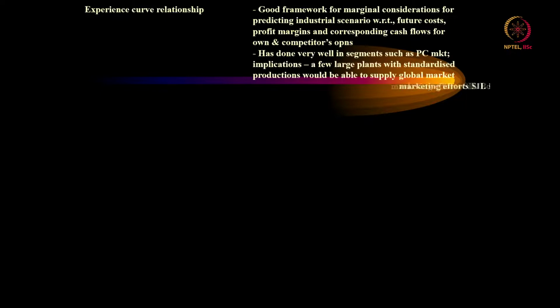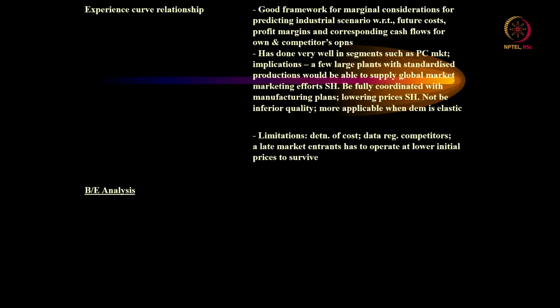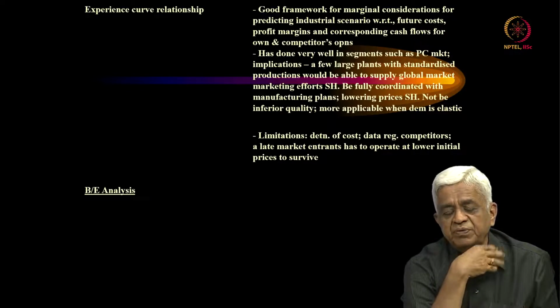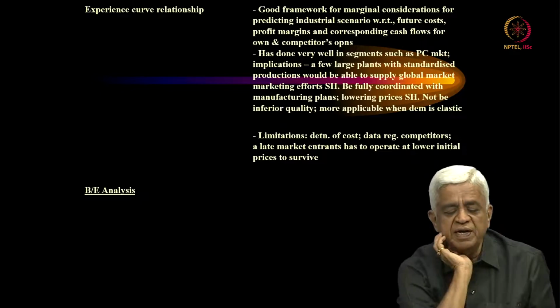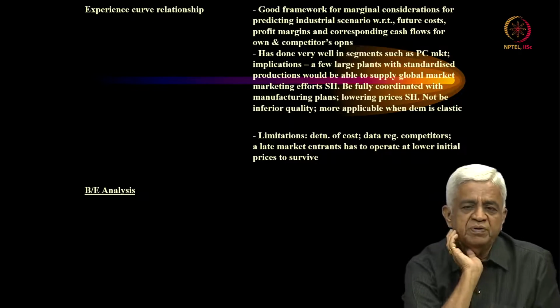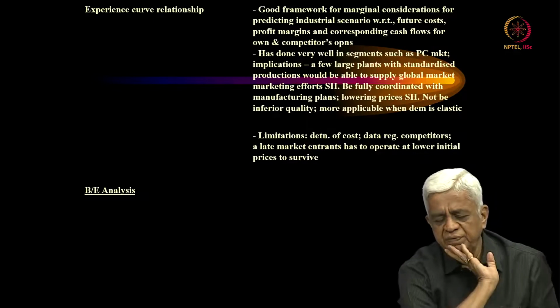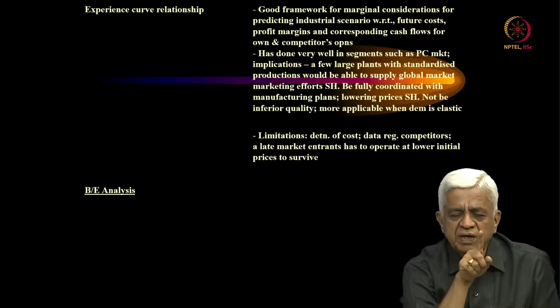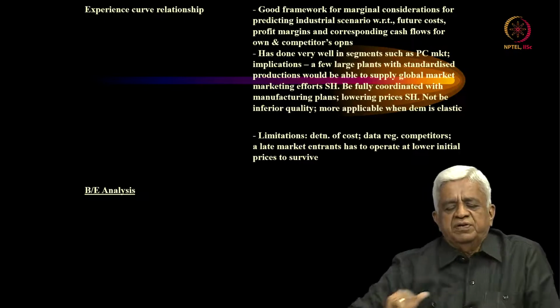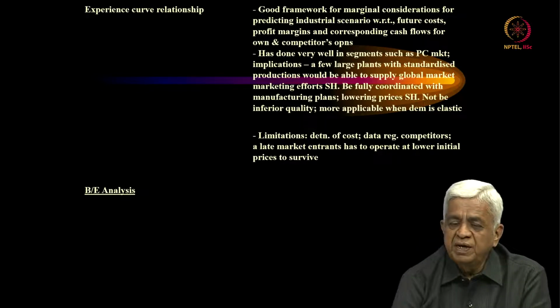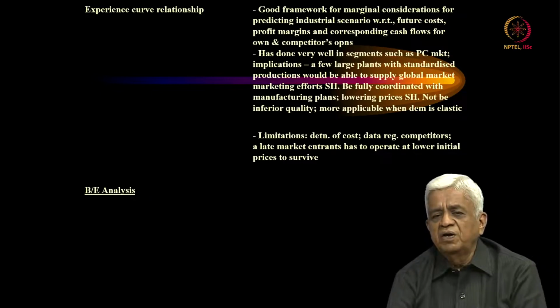Now, a few points before we go to doom loop. We discussed all this with respect to this experience curve. So, if you see, this experience curve relationship is a good framework for marginal considerations for predicting industrial scenario, with respect to future costs, profit margins and corresponding cash flows for own and competitors' operations. So, this is where an analysis wing will be there in many of the manufacturing companies. So, if company X is manufacturing a product, let us say A, company Y also manufacturing the same product A, this analysis wing of X will be looking at what is the type of costs that are being incurred by the competitor. So, this analysis keeps on going on a continuous scale.